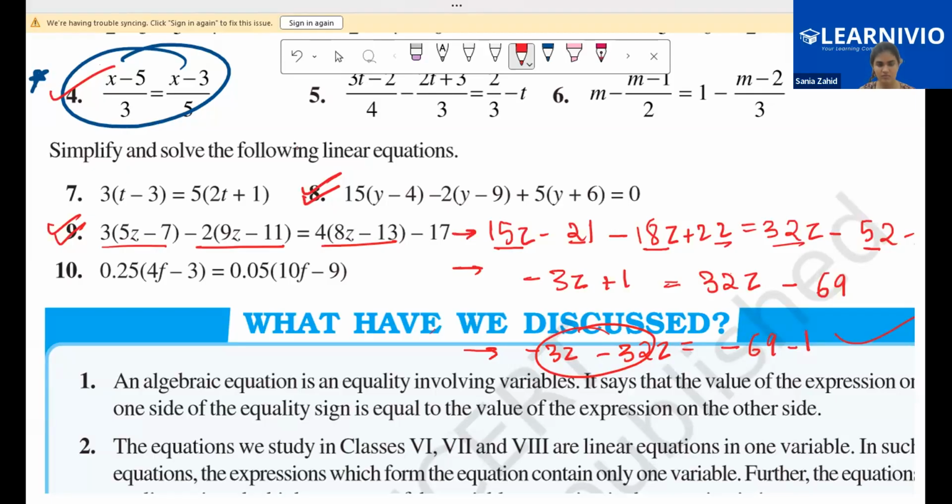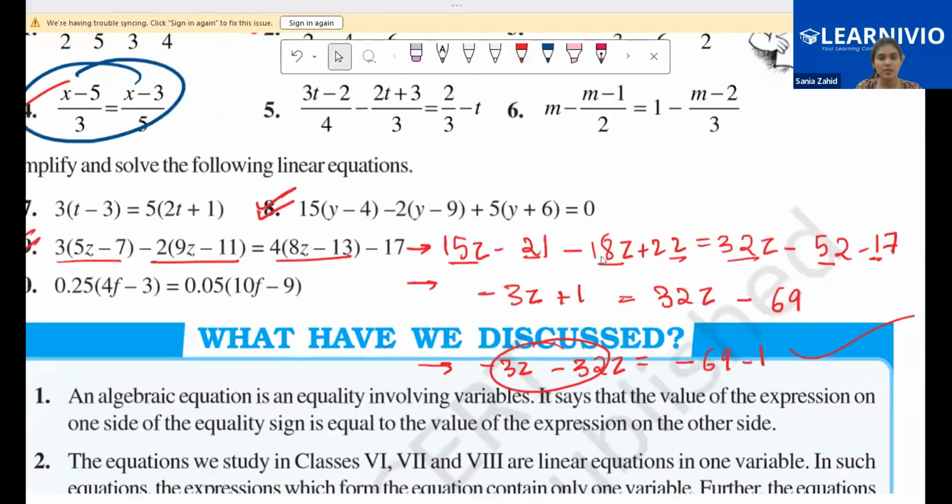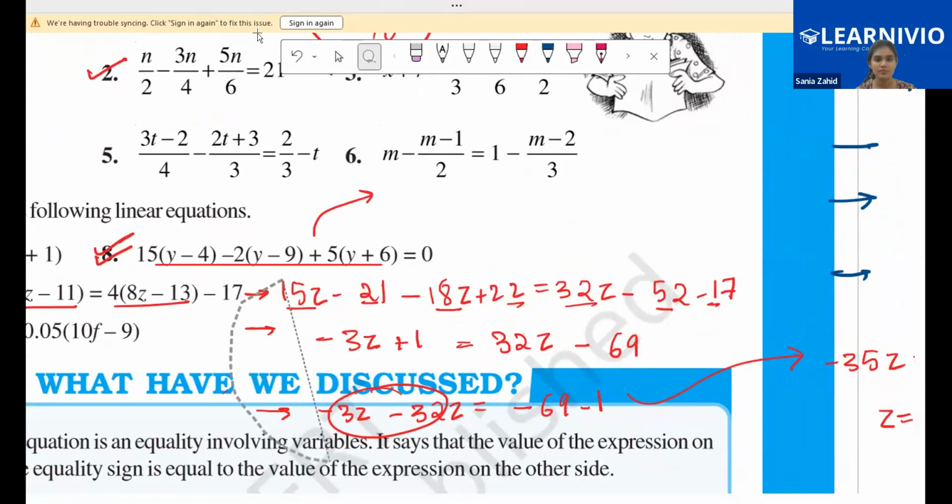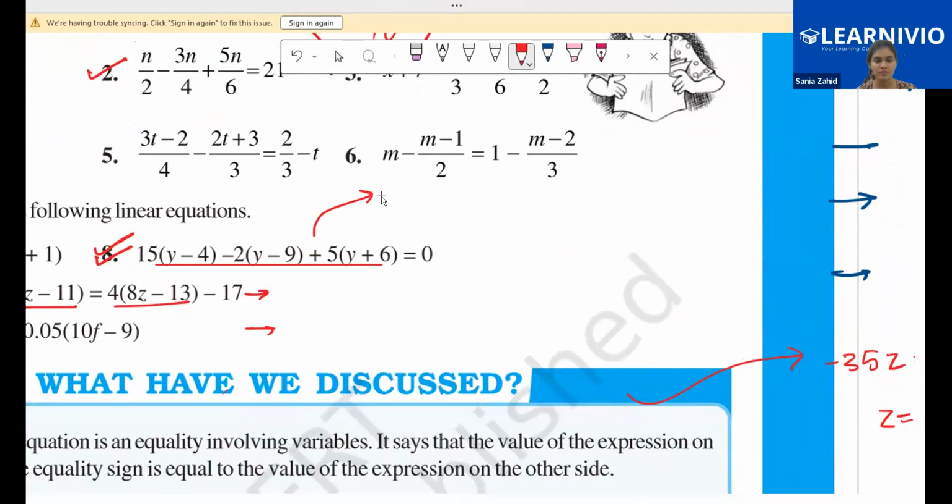Done, ma'am. Okay, good. So again, we'll discuss it one by one. So now, Mustafa, you tell me, how will I solve this step? Tell me the first step. First we solve the bracket. So it is 15y minus 60 minus 2y plus 18 plus 5y plus 30 is equal to 0. Very good.